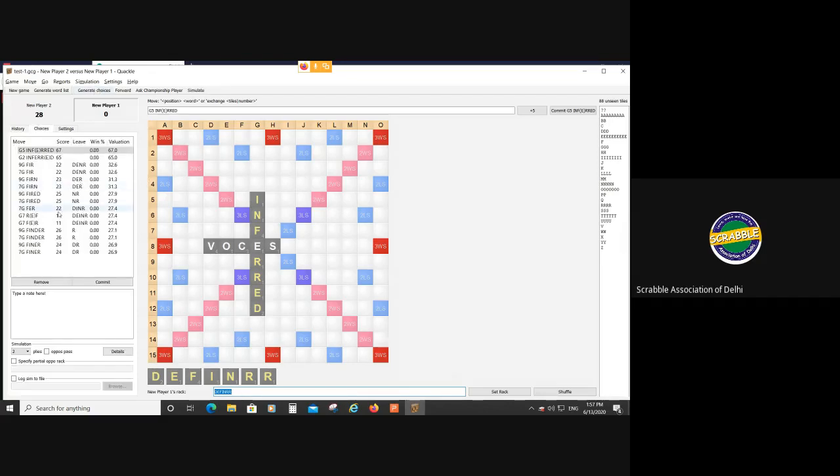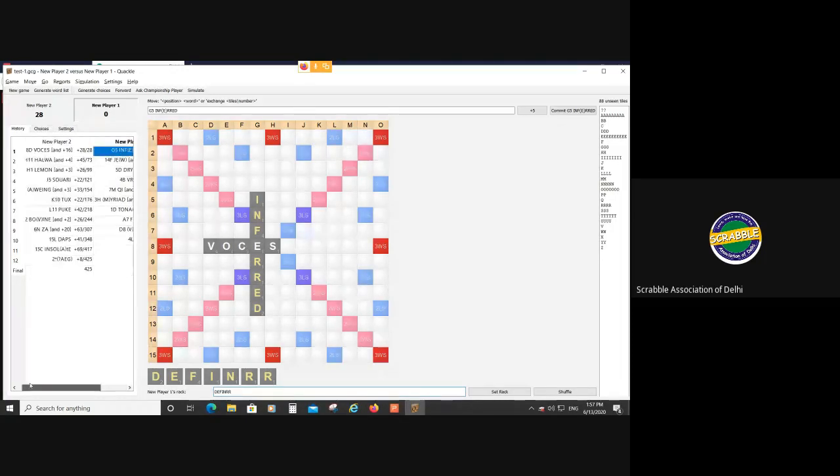So if I was to generate choices, it gave me these choices. I had this placement of inferred, I had this placement of inferred, and other than that, I don't have any bingos. The only other plays I could have was finder for 26 points, fired. So it's a good way to know where the words would go and what are the highest possible on this particular board. So that way I opted for the inferred over here.